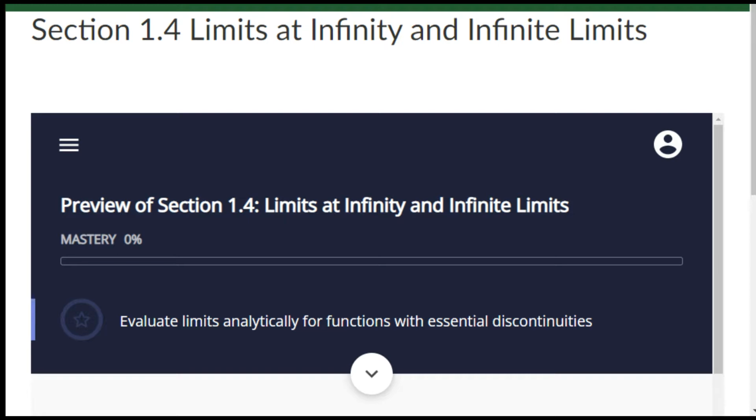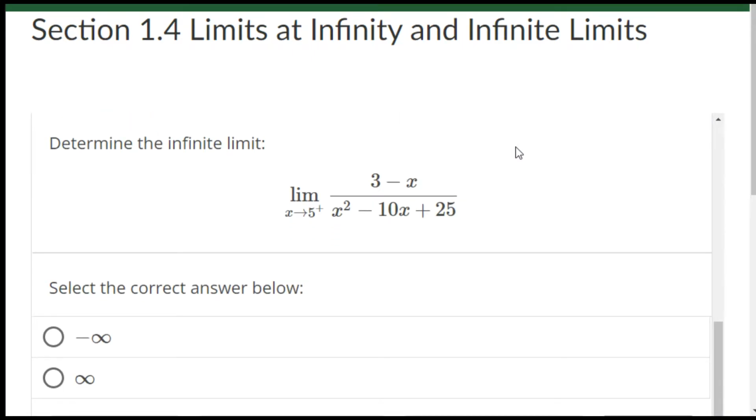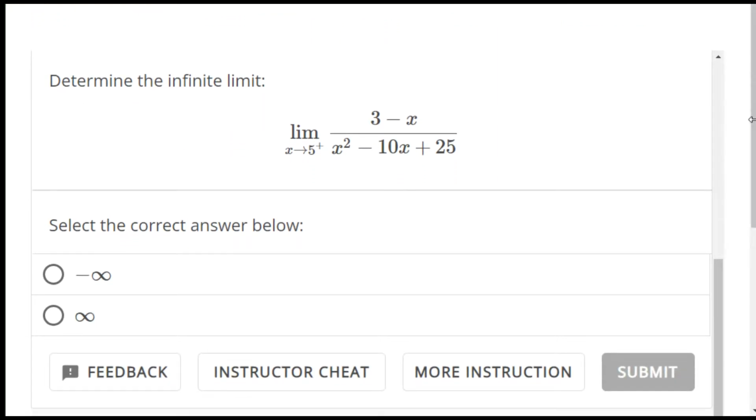What? Section 1.4. Limits at infinity and infinite limits. Okay, those are two different things, by the way. This right here is going to be an infinite limit. We're taking a limit towards a number. We're going to get either positive infinity or negative infinity. How do we do this? Well, let me write it down.